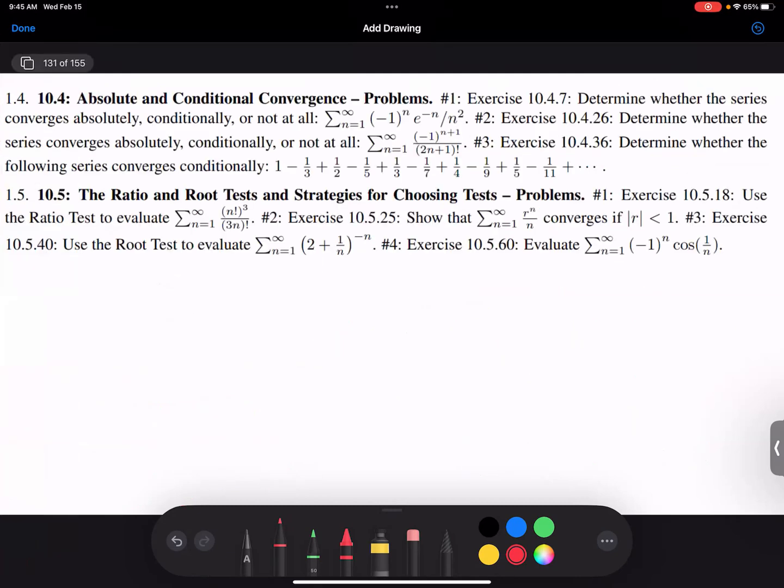Okay, so for homework, we've got a couple of problems on absolute convergence and conditional convergence, and a couple of problems on ratio and root test. So we have a few more minutes. So the last little bit, let's modify the problem we just did.